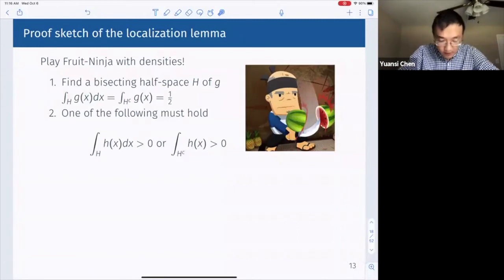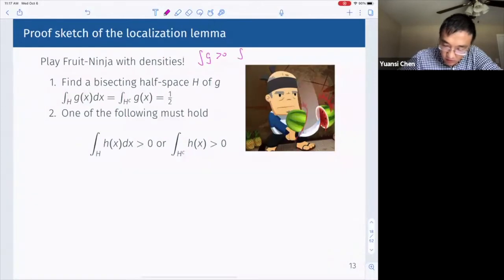So Boaz explained a little bit. I will give a little bit more details. This localization lemma is basically cutting the densities, or like playing Ninja with the densities. This is also a term from Ron and Eldon. So you start with two integrals that integrate to be positive. The integral of g is larger than 0, the integral of h is larger than 0. The idea of each step is to find a smaller space where the integrals are both still positive.